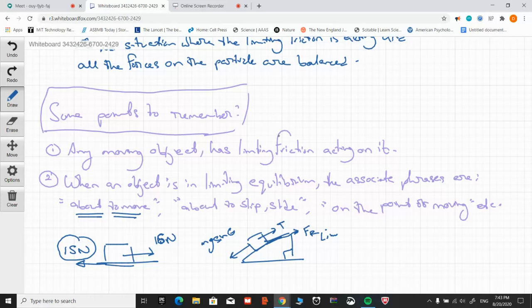সো এইটা মাথায় রাখতে হবে যে they will not only give you phrases like these, about to move, about to slip, slide, on the point of moving, but ওরা ডিরেকশনও দিয়ে দিবে, ওরা বলে দিবে the object is about to slide down, তখন তোমার মাথায় রাখতে হবে যে the limiting friction is acting upwards because even though the object is not moving, it is about to move, মানে at the very last point friction is trying its very best to oppose it by acting in the opposite direction. So these are few things, some theoretical ideas, some phrasings and wordings, ঠিক আছে, যেগুলো মাথায় রাখতে হবে if you want to tackle the questions.